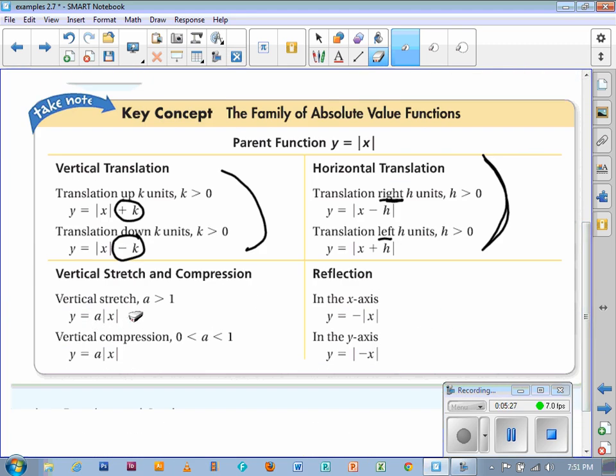Vertical stretches. You'll notice all the V's so far have not changed shape. There are two things that can actually affect the shape of your absolute value. If there's a term in front of the absolute value, like a number, like A, that will affect it. If A is bigger than 1, it's going to stretch it. It's going to make the V thinner. If that A value is between 0 and 1, like a fraction, like 1/2 or 2/3, that's going to compress it. That's going to make it smaller.